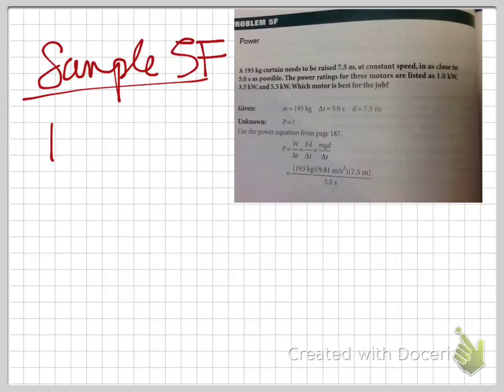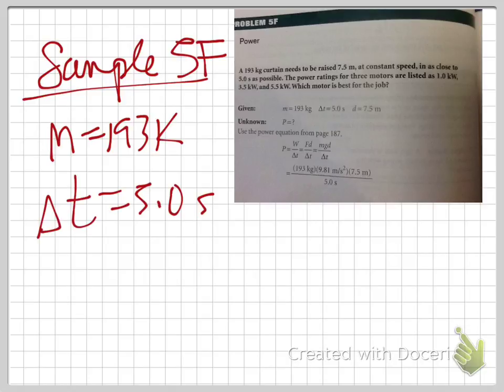The variables that we are given: the mass of the curtain is 193 kilograms, the desired time is 5 seconds, and the distance that this thing has to move is 7.5 meters. We're going to think about the curtain as just a point object, raised at constant speed, so there's no acceleration. That's important, because if you're raising it at constant speed, what is the force required to raise it? Same as the force required to just hold it still. It would be the mass times gravity.